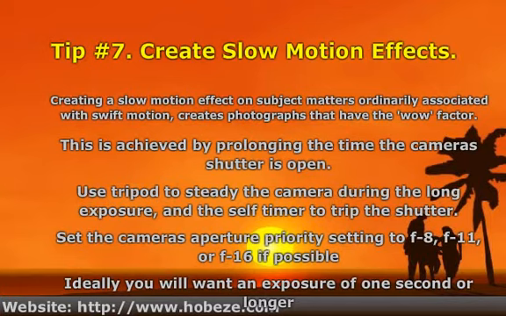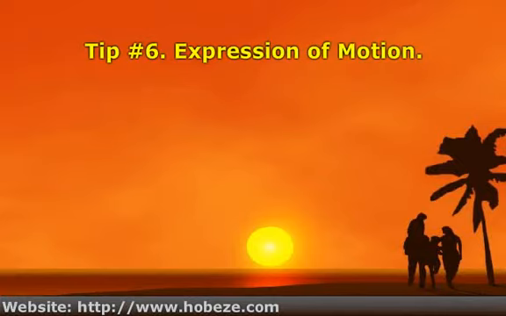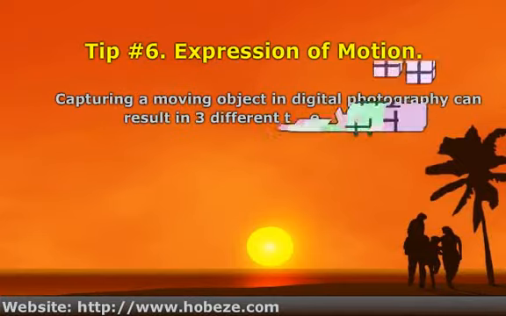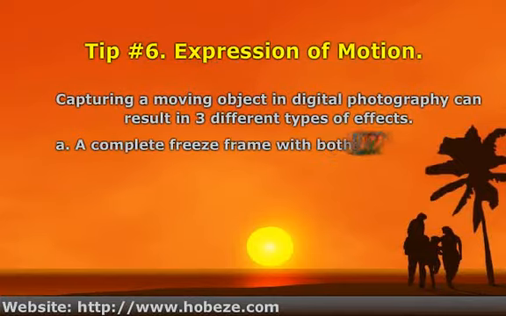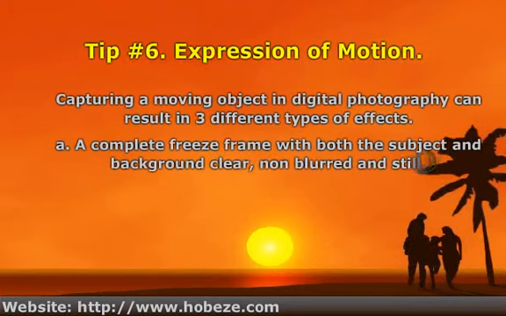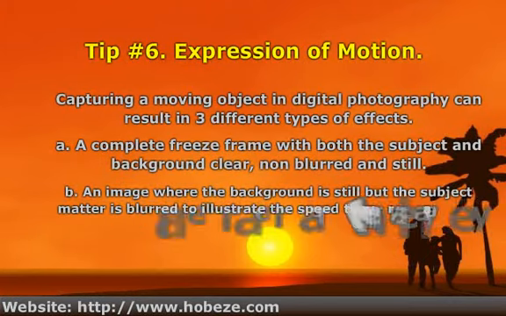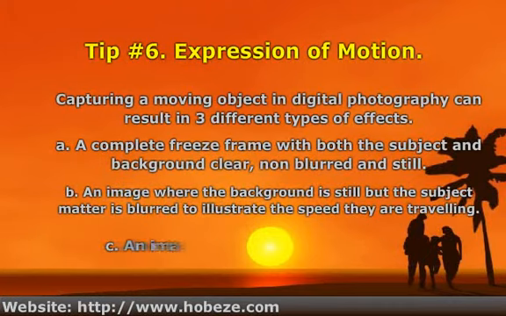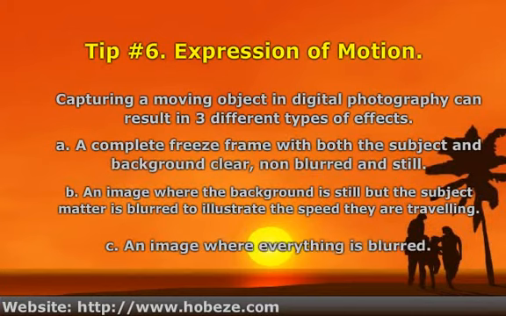Tip number 6. Expression of motion. Capturing a moving object is an important conversion in digital photography. You can generally achieve 3 different types of effect. A: A complete freeze frame, with both the subject and background clear, non-blurred, and still. B: An image where the background is still, but the subject matter is blurred, to illustrate the speed they are traveling. C: An image where everything is blurred.